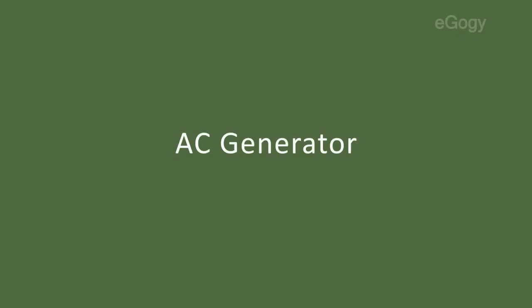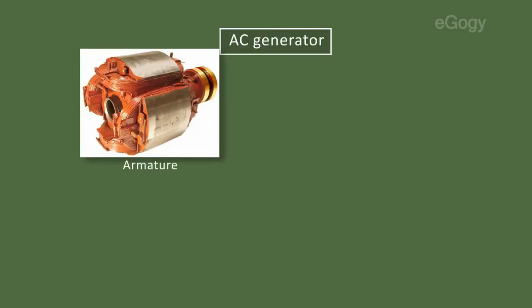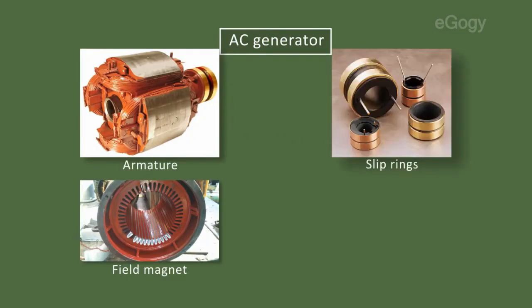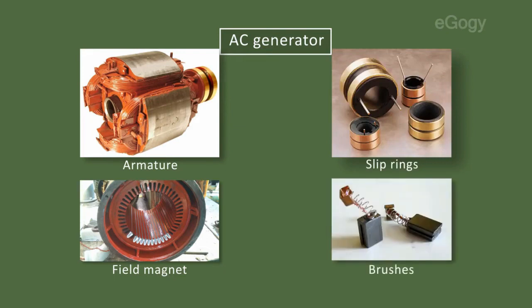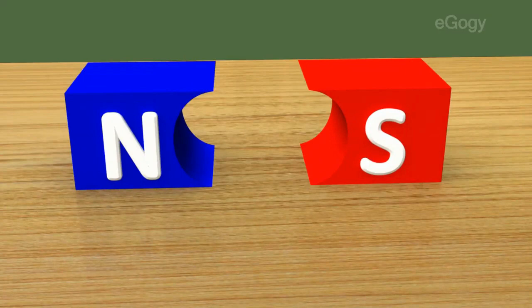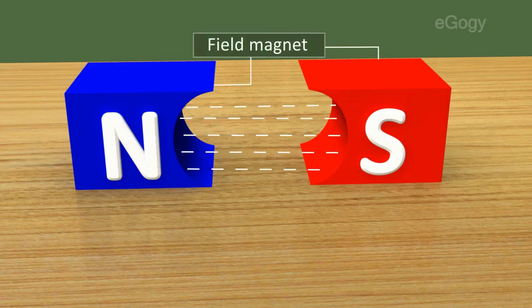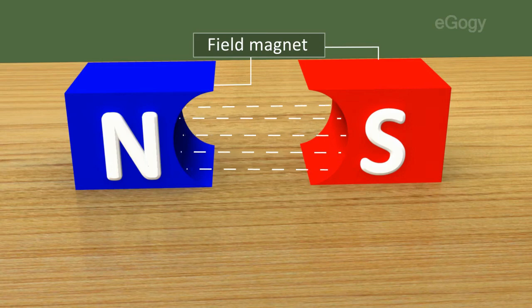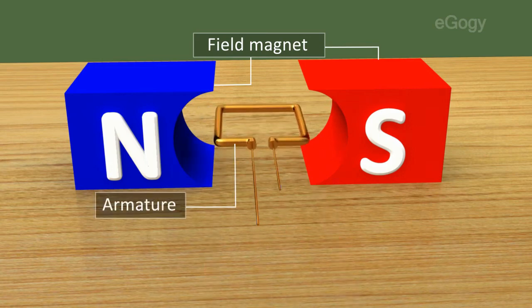AC generator. The major parts of an AC generator are armature coil, field magnet, slip rings, brushes, etc. The magnet which produces magnetic flux in a generator is called the field magnet. The direction of flux lines is from the north pole of the field magnet to the south pole. An armature is a coil in which insulated conducting wire is wound over a laminated soft iron core.